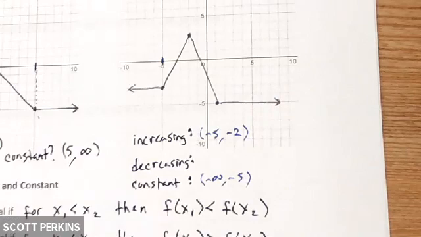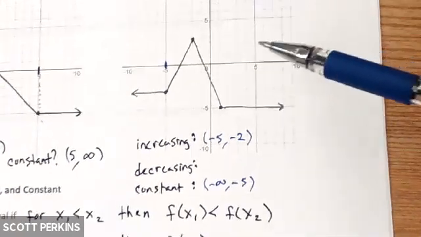I just want to pause. Is anyone confused about why it's a -5 and a -2 inside the parentheses there? Those are the x values that are producing those increasing y values. I just want to get you used to seeing that. I don't want any errors on that.